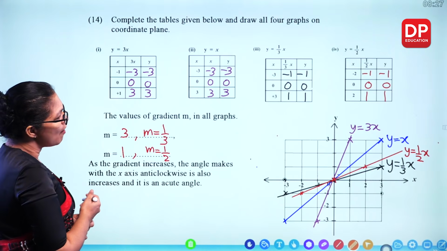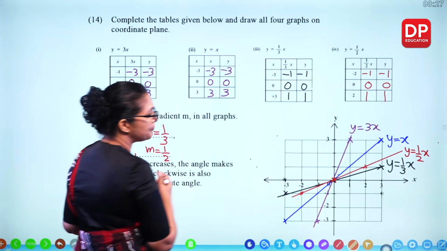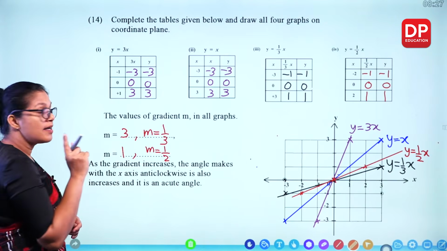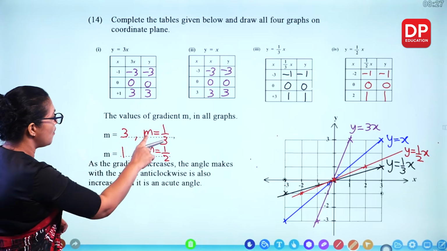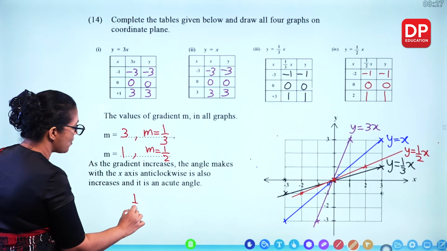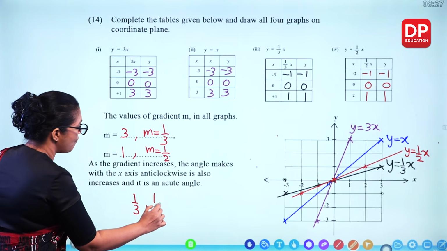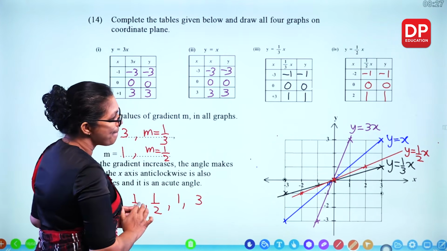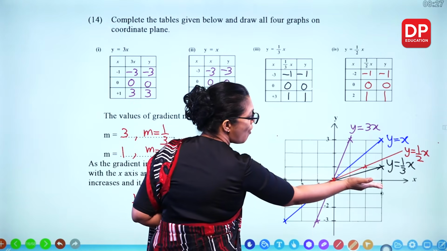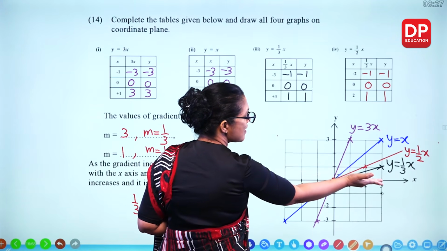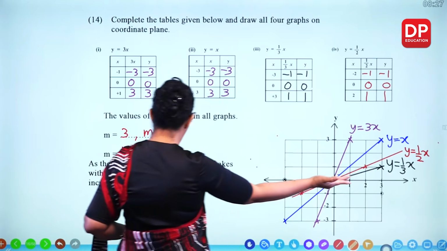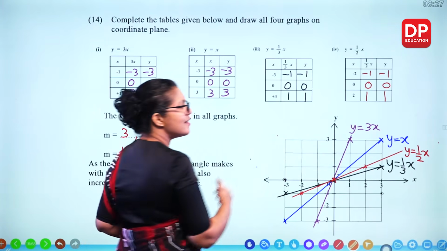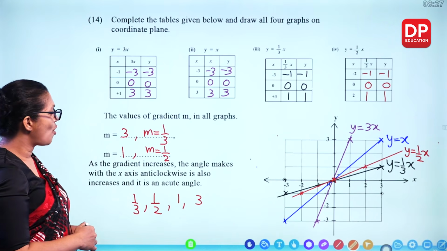Now observe carefully all 4 graphs. What can you see? When you rearrange this in ascending order, what's the lowest one? 1/3. Then half, 1 and 3. When you go from the horizontal axis, the x-axis, first we get 1/3, then half, 1 and 3. What do you observe?